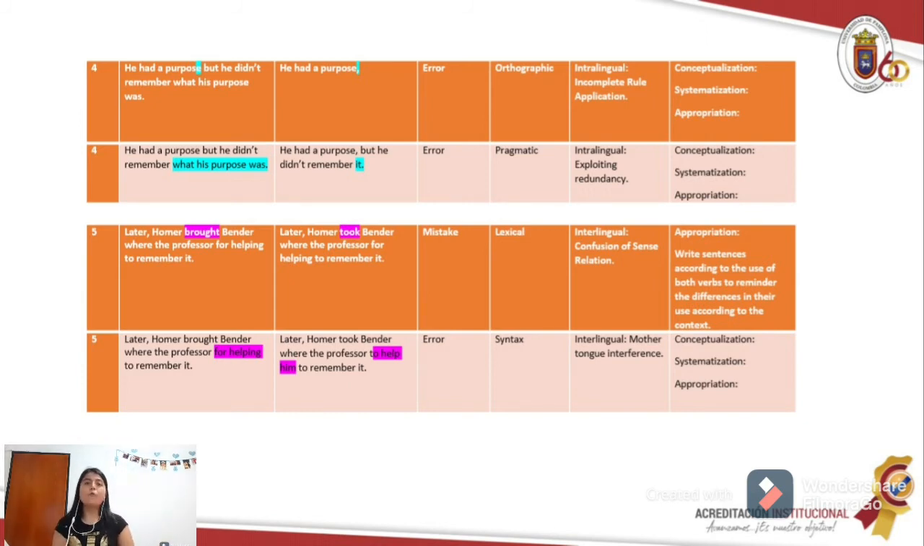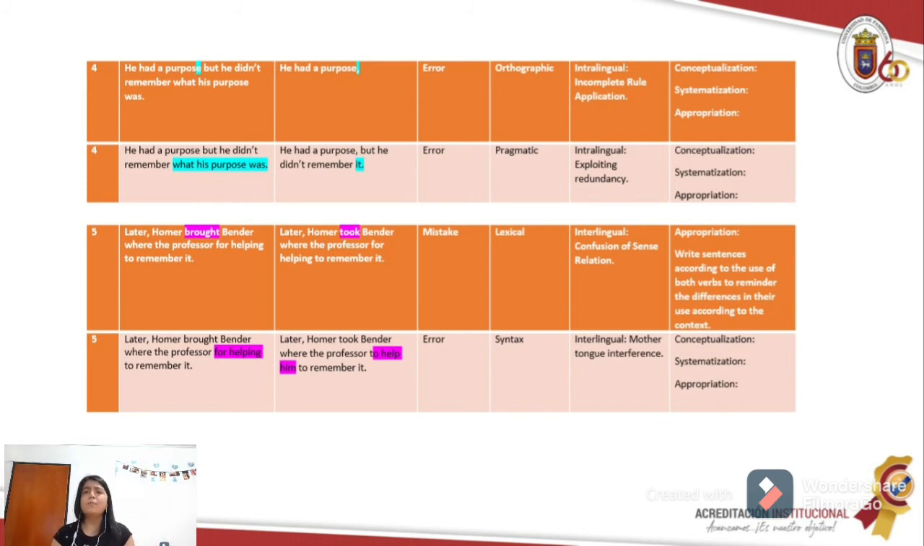In the fifth line, we find two errors. The first is: "later Homer brought Bender with the professor." The correction is: "later Homer took Bender with the professor." In this case, it is a mistake and it is lexical. Why? Because there is a confusion with the words due to the similarity of the meaning. For this, the source is confusion of sense relation.